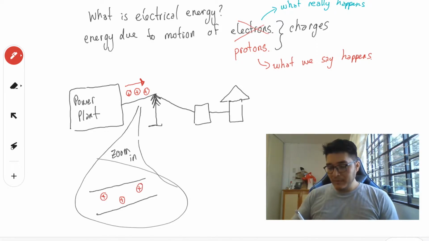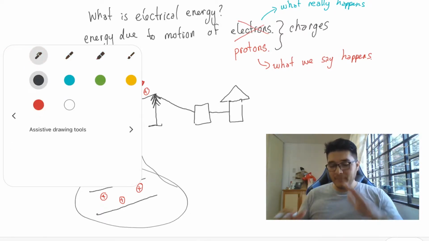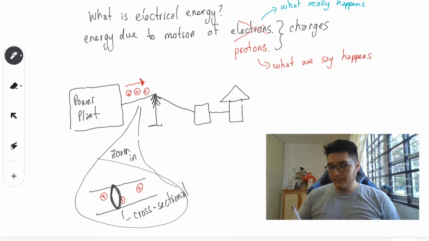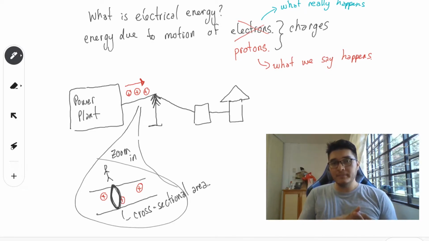So if we were to zoom in, we suspect that the wire has some kind of thickness, right? And what we're going to do, we're going to cut a cross-sectional area. So this means a small piece along the wire. So cut across. And imagine trying to stand by the side in this cross-sectional area, and what you're going to do, you're going to see how many protons are moving in a given time interval.